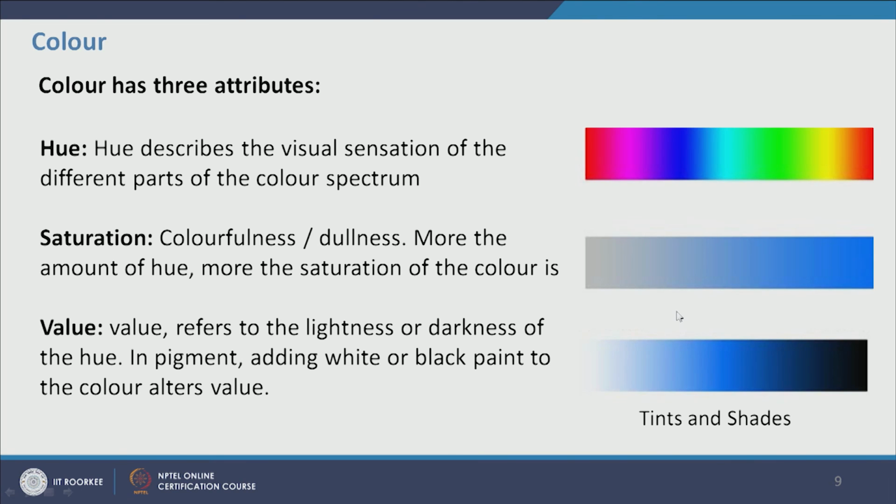What is value? Value refers to the lightness or darkness of a particular hue. Here, unlike saturation, we can add more black to a particular hue, and it will be called a shade, and we can add white to a hue, and it will be called a tint. If we add white to a particular color, the value increases, and if we add black to a particular color, the value decreases.